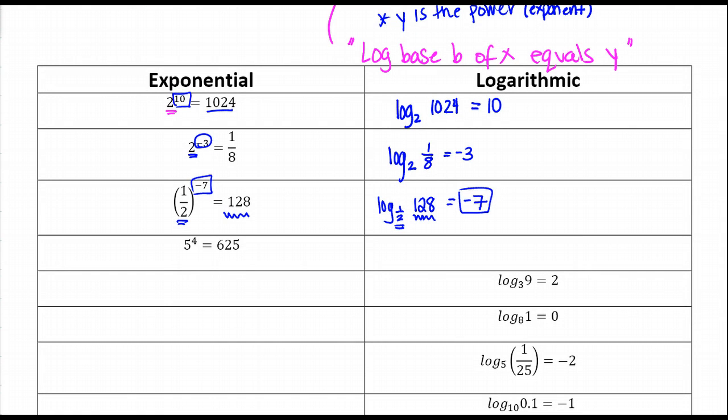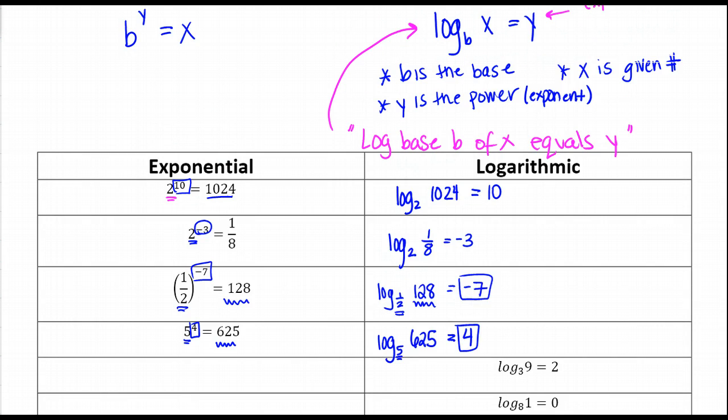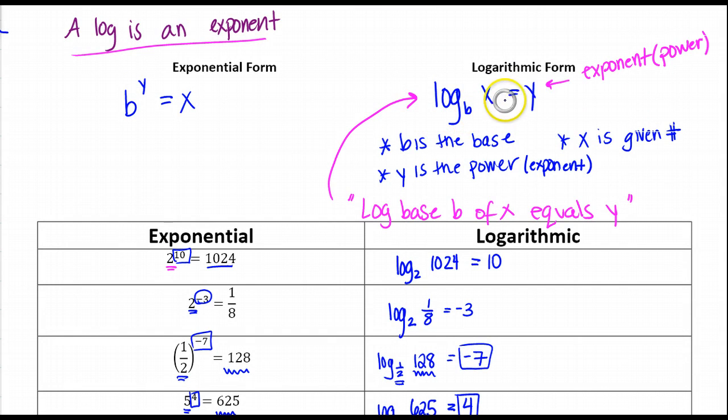So then this is my last example of going from exponential to log form. So here my base is 5, so log base 5 of my given number, which is 625, equals 4, which is my exponent. And they must match. So that's how you write exponential to log. And I know it might seem weird because it might be the first time that you're seeing this, but it's just part of that definition we decided up here. It's always log base b of x equals y.